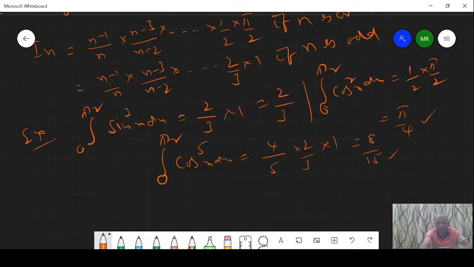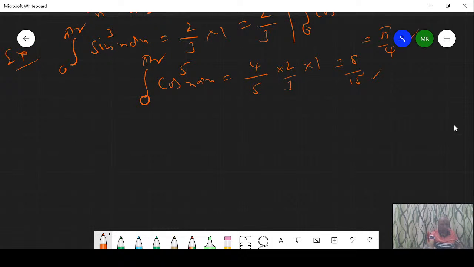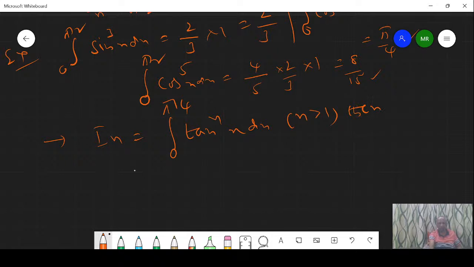Now, the second one, I am talking about the reduction formula only. Suppose when you are talking about the reduction formula, if I_n is equal to integral 0 to pi by 4, tan power n x dx. The rule is n greater than 1, minimum n greater than 1. Then, in this case we have I_n, always remember.